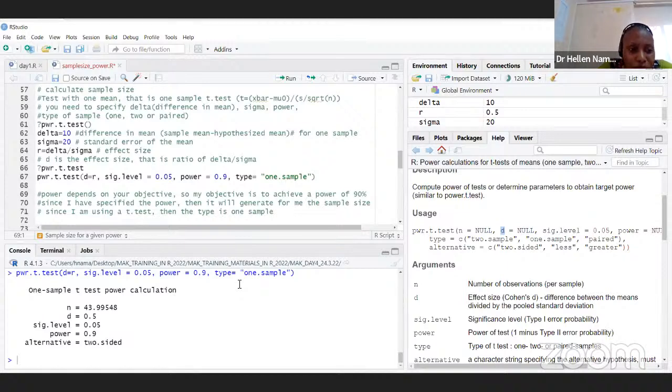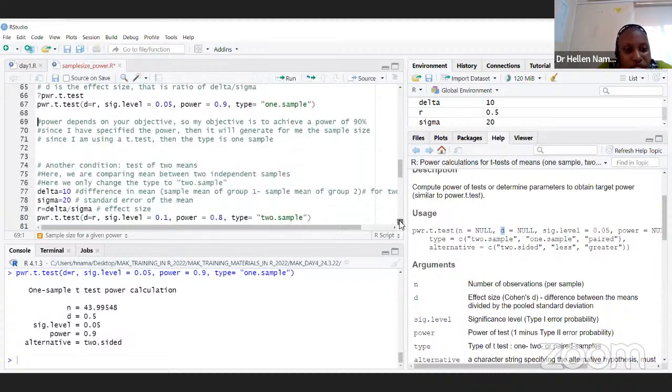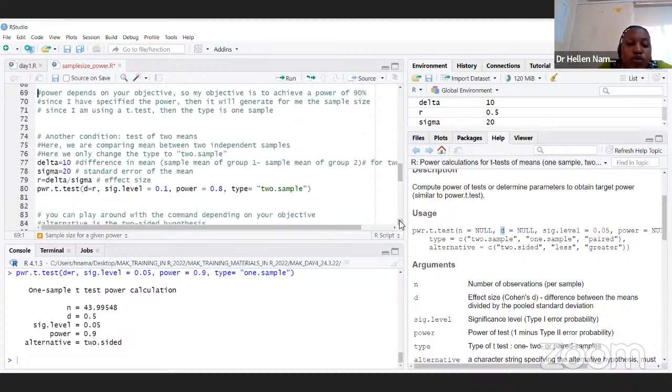So most of the time, the power depends on your objective. And so if your objective is to achieve 95% as the specified power, then the sample size that R will recommend is 44. Okay, what about in case we are to consider a two sample?